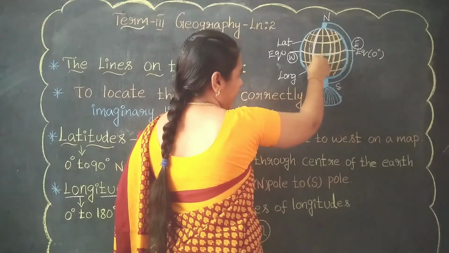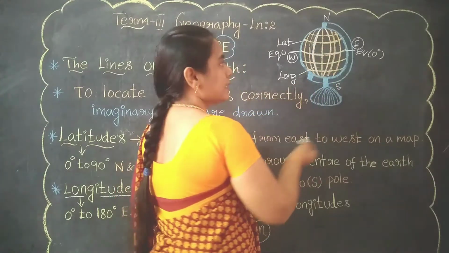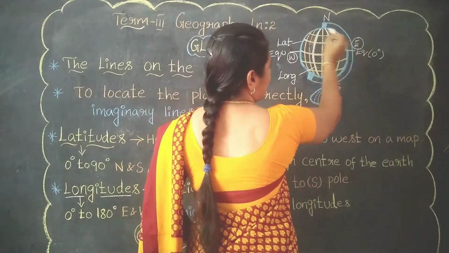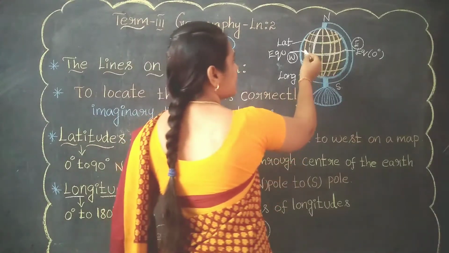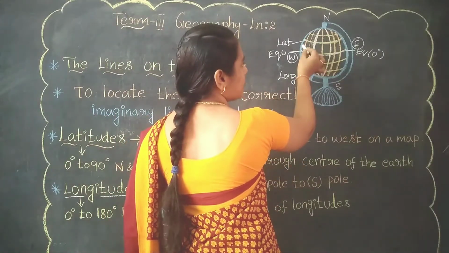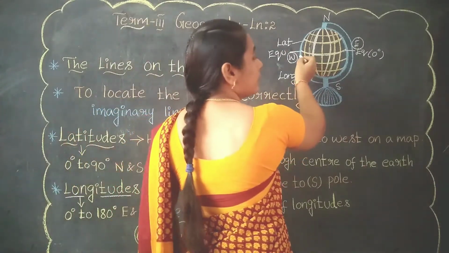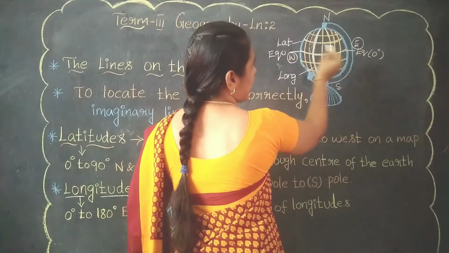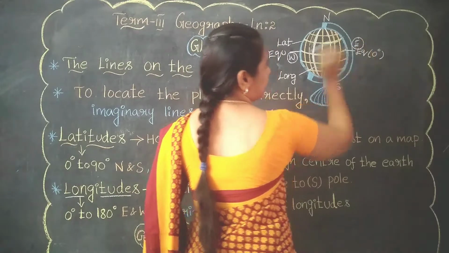The longitude can move from north pole to south pole. Similarly, the horizontal lines are named what? Latitude. So latitude can run through from where? From here to here, that is, western side to eastern side.